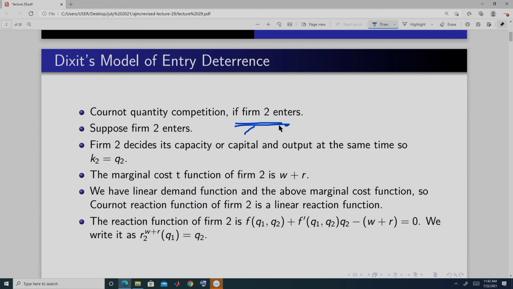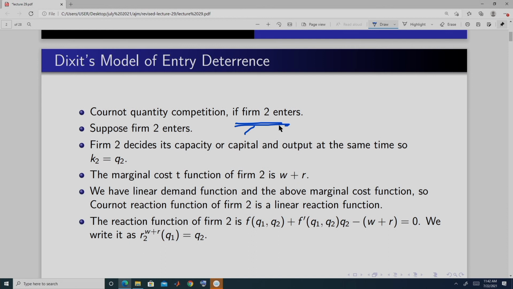When it enters, we know there is Cournot competition. Based on that we will get Cournot reaction functions, but the reaction function of firm 1 is going to be slightly different from the usual Cournot reaction function that we have done while doing the Cournot oligopoly or Cournot duopoly. But for firm 2 it is going to be the same as the Cournot reaction function.